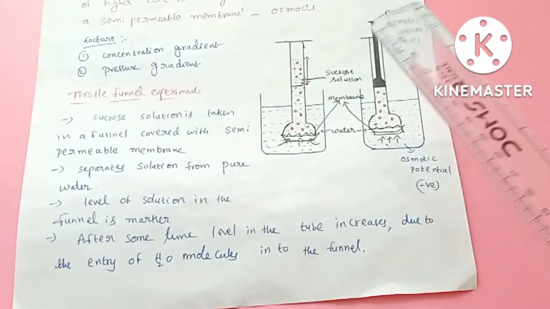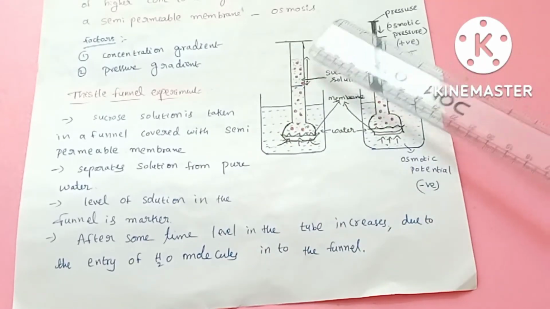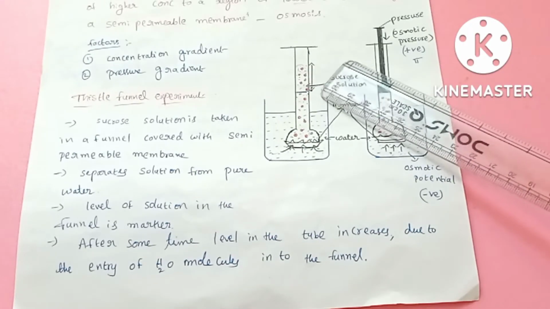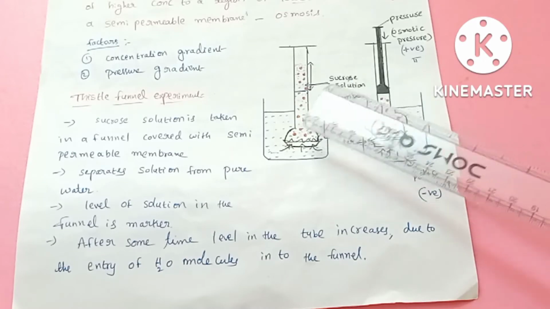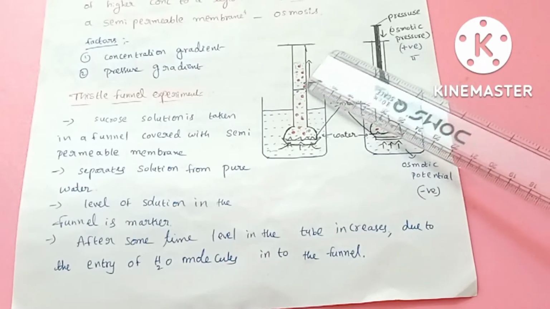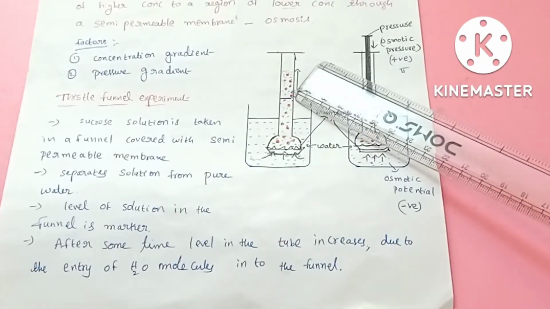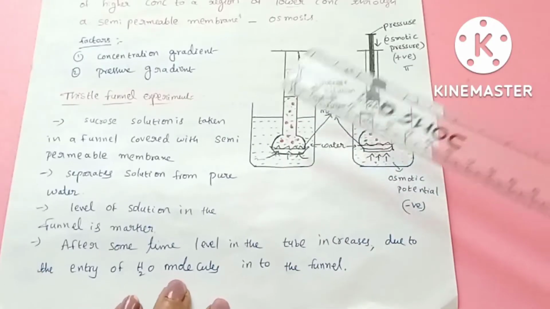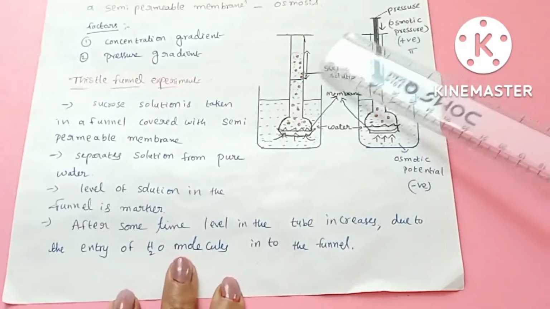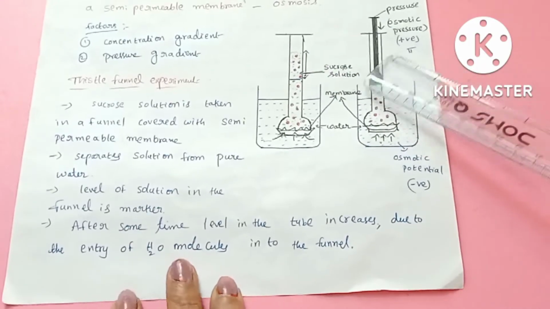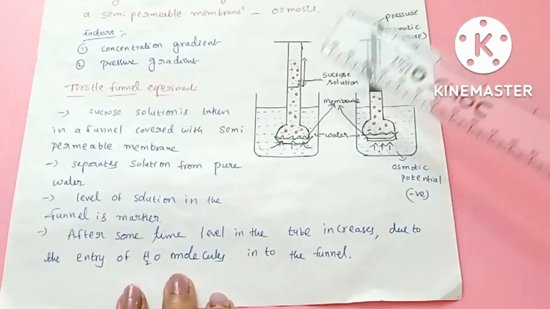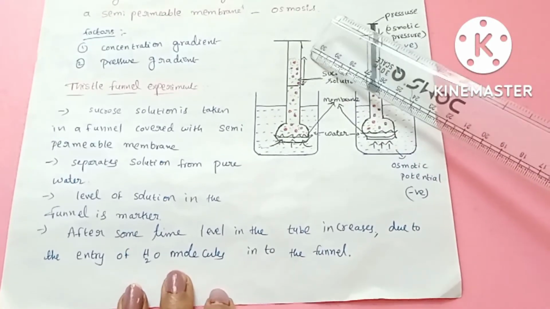So here in this thistle funnel experiment, what we will do is we will take the funnel. That funnel is filled with some sucrose solution, and then the mouth of the funnel is wrapped with a semi-permeable membrane, and then the solution is marked. Then this total funnel setup is placed in the beaker containing pure water, and after some time the level of the sucrose solution in the funnel is observed. So after some time, what will happen? The level of the sucrose solution rises.